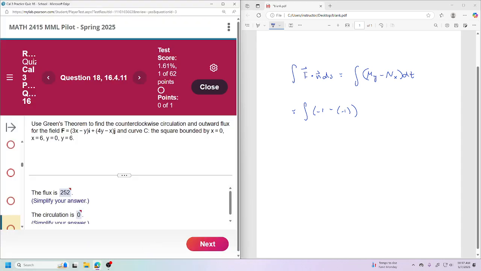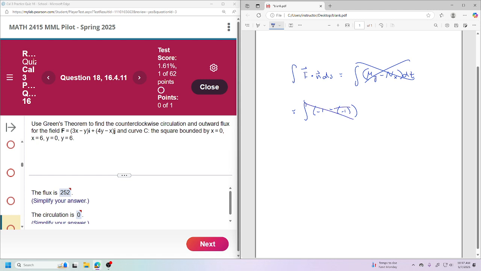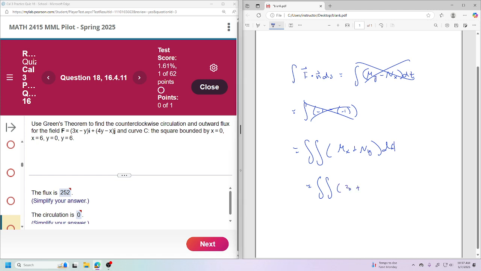Okay, so cut out this guy. I'm saying now double integral of mx plus ny dA. Oh yeah, this is way easier now. This one in terms of x is a 3. This one in terms of n or y is a 4. So see how I've got 7 times the area, essentially?